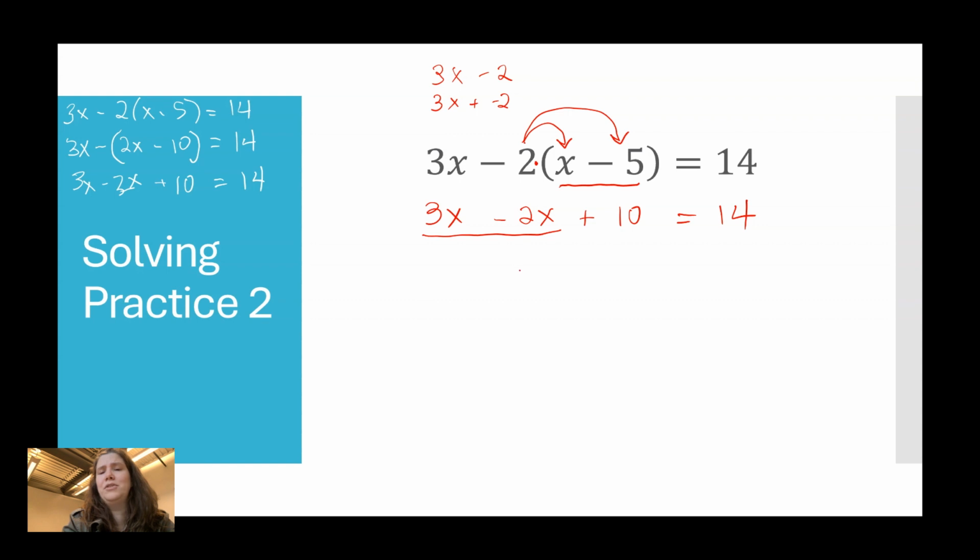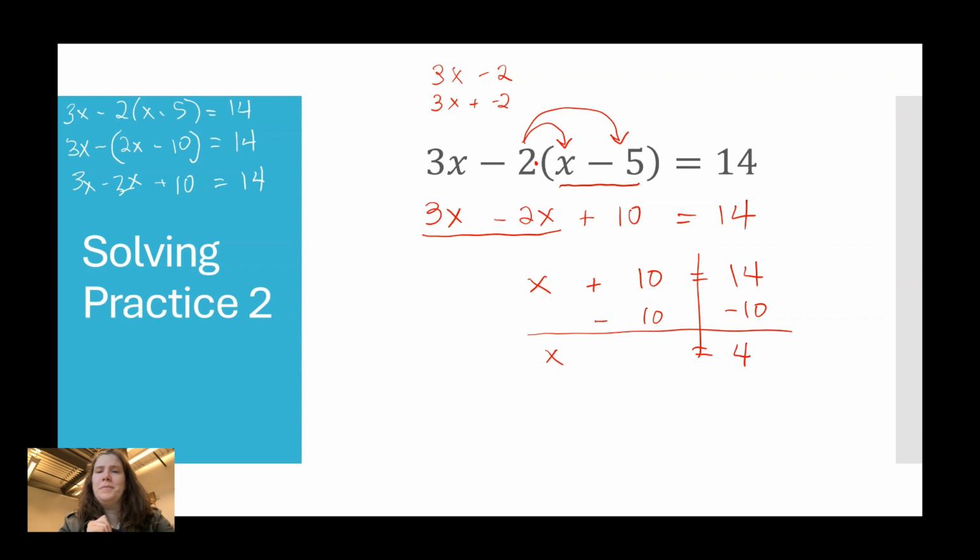3x minus 2x is just 1x, or x. And now I'm trying to get x all by myself. I bet you know what x is all by itself, excuse me. So I have this plus 10 to get rid of. I'm going to subtract it from both sides, keeping my equation balanced, and I have x equals 4.